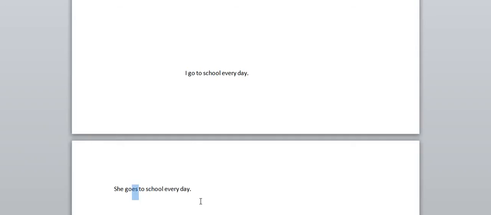Why do I add es here? Because the subject is in third person singular. That is why I have added es to go, which is the verb. When the subject is in third person singular, we need to add s or es to the verb. In which cases do we need to add es to the verb?